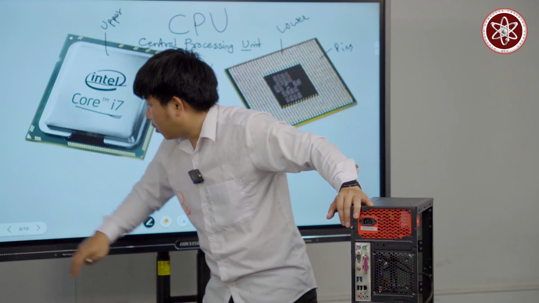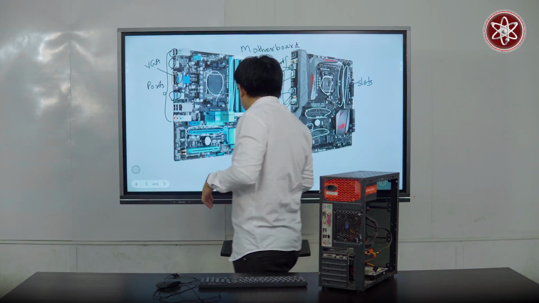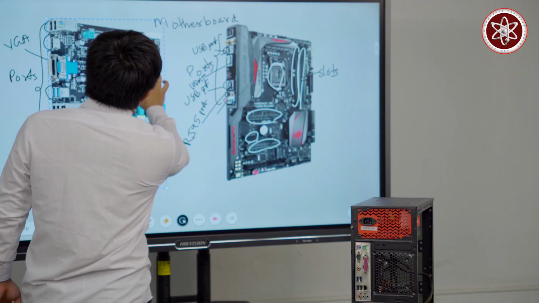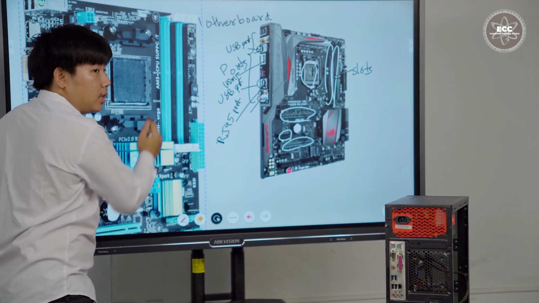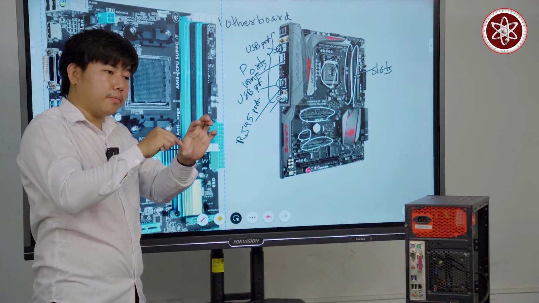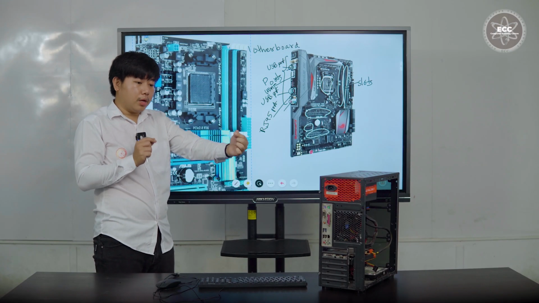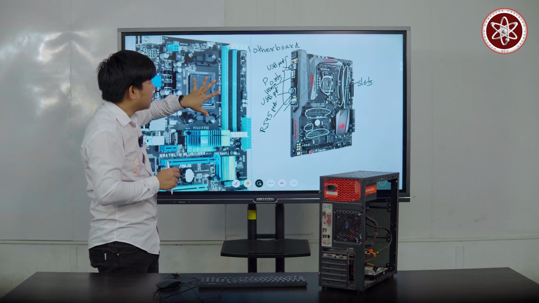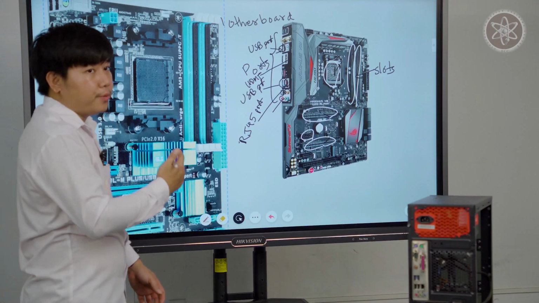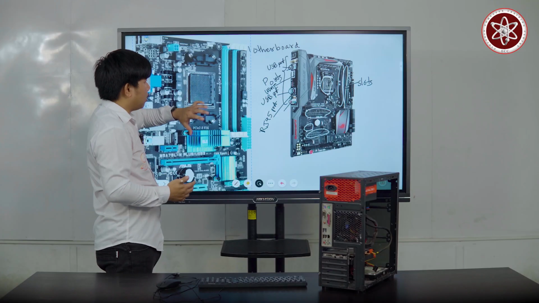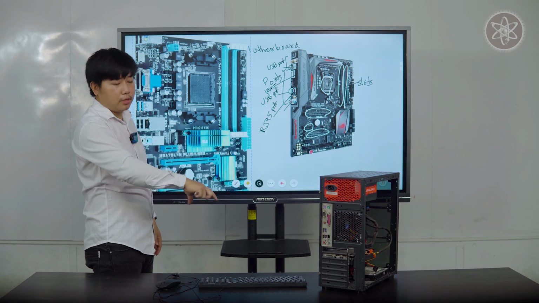So that is for here. When we magnify this, here you can see a little bump. So that opening is actually for this bump. If we put the RAM in the wrong way, we could destroy the RAM. So we have to be careful while inserting the RAM.